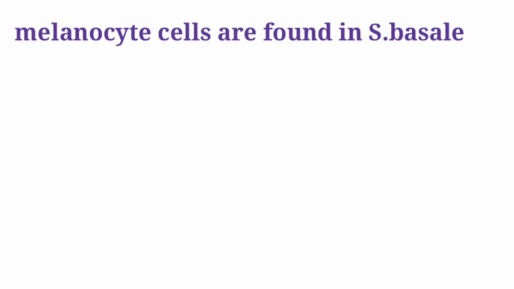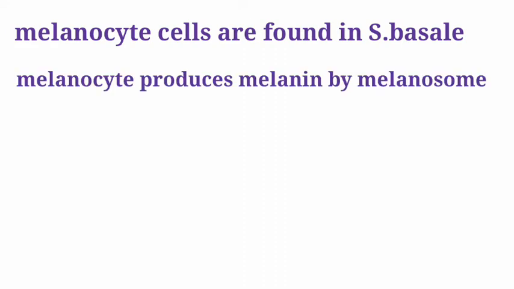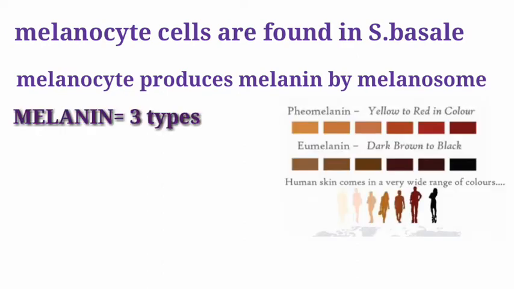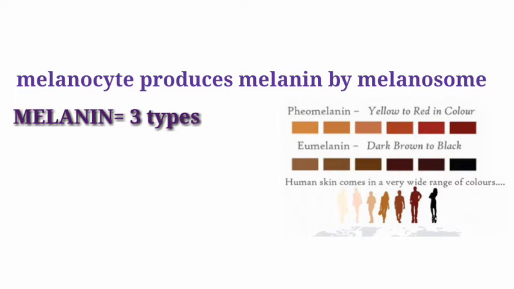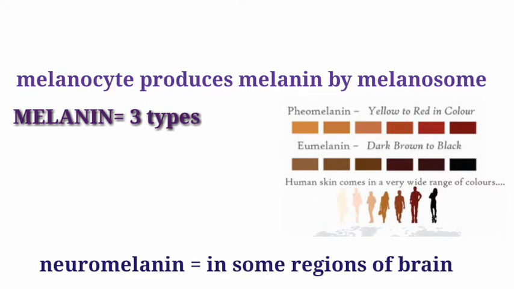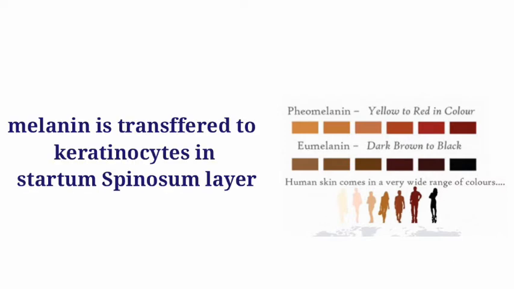Melanocyte is a cell that can be found in stratum basale that produces melanin. Melanin is a pigment protein produced by melanosomes of the melanocyte. There are 3 types of melanin. Eumelanin, black and brown color. Pheomelanin, yellow to reddish brown color. We can see pheomelanin majorly in female skin. And neuromelanin, which produces brown or black color and can be found specifically in some regions of the brain. This melanin is transferred to keratinocytes in the stratum spinosum layer.